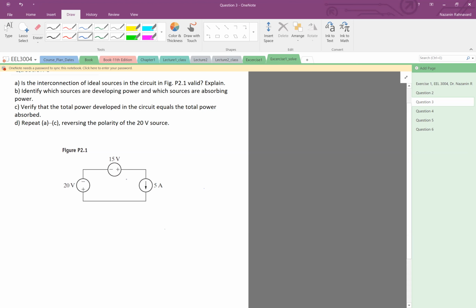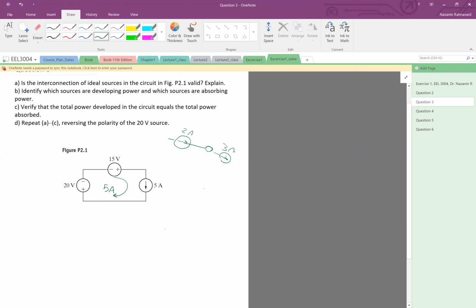Here 5 amp is going through this circuit, 5 amp. And we have some independent voltage sources, 20 volts and 15 volts. So basically, I don't see any contradiction. Contradiction happens if, for example, you had a 2 amp going this way, and let's say 3 amp going that way.